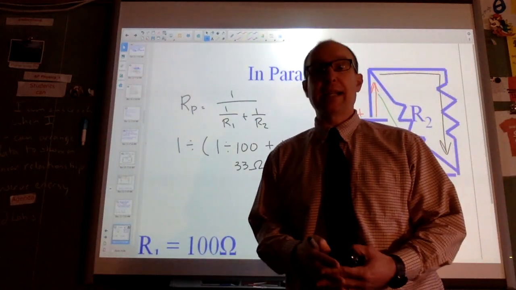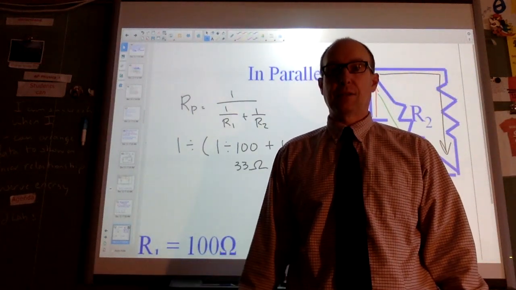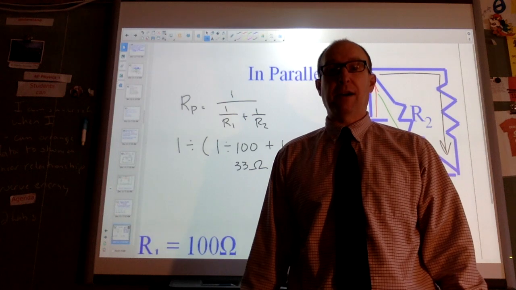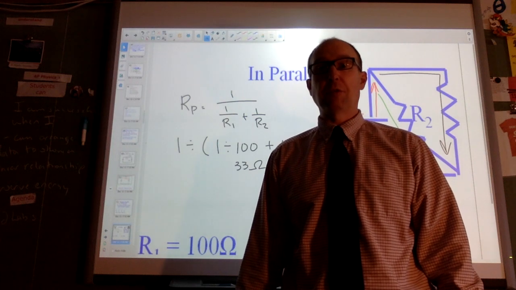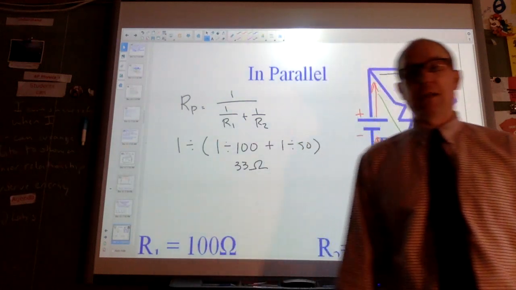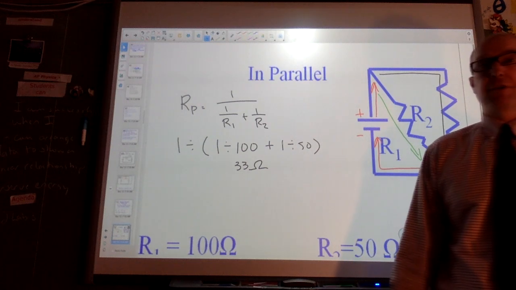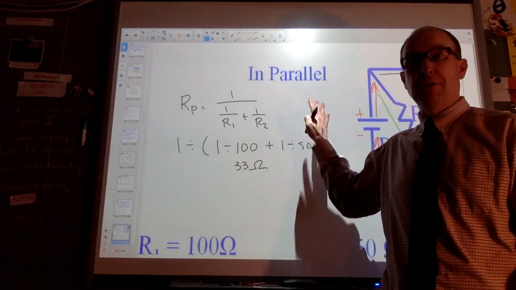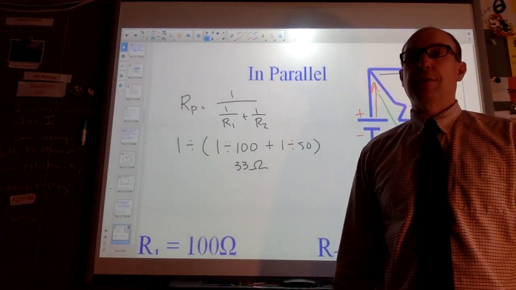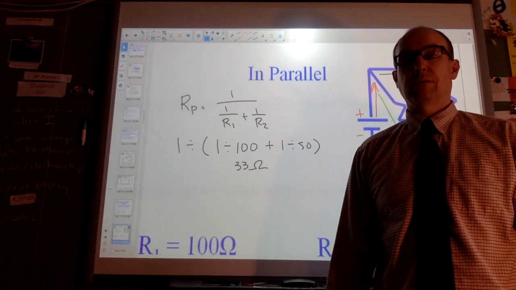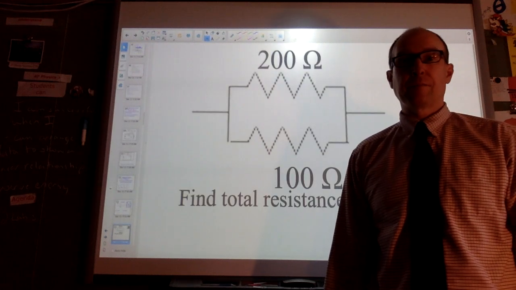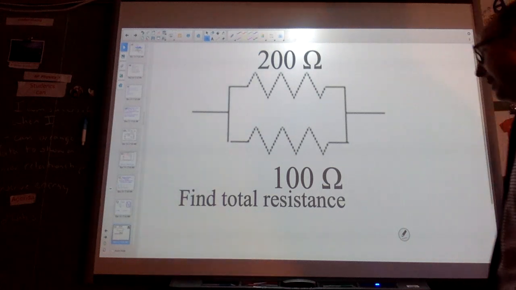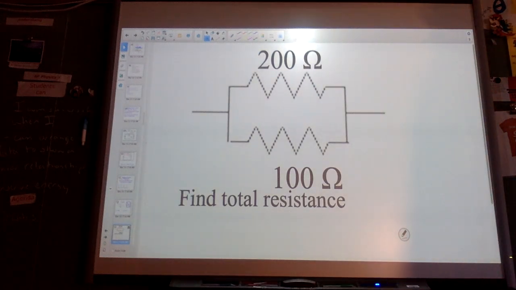And again, like I said, it's going to be less than the least. So the least resistor in our system before this was 50. Now it's 33 and a third. I could put a 33 and a third in here, and you'd have the same circuit. It wouldn't change anything. All right, so if I have a 200 ohm and a 100 ohm, the same thing.